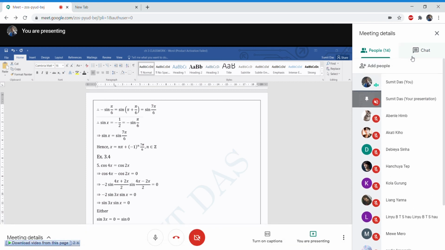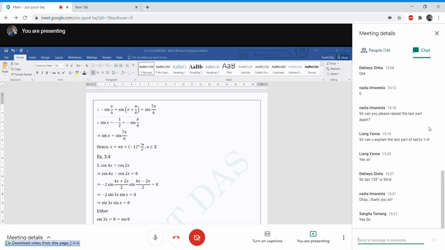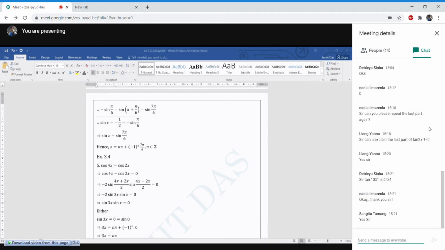Okay, now everyone write down your roll number. I hope everyone has a roll number, right? So write down your roll number.